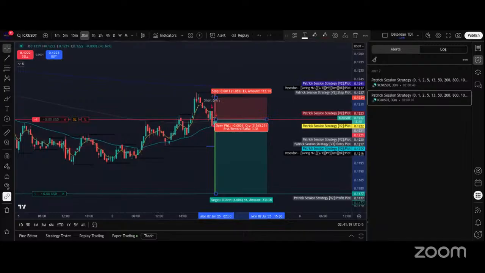And here's your next call of the night. ICX USDT, a 30-minute confirmation. Market execution sell. Entry price is 0.1221. Stop loss is 0.1234 for 13 pips. Take profit is 0.1177 for 44 pips. And risk to reward ratio is 3.38.